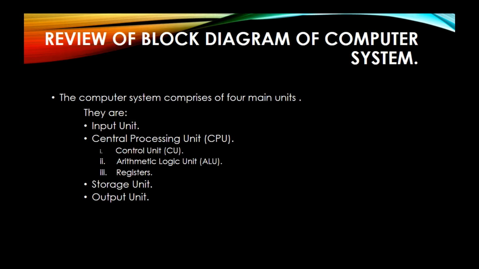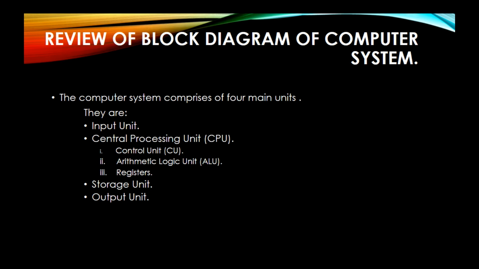Review of block diagram of computer system. The computer system comprises four main units. Those are input unit, central processing unit, storage unit, and output unit. And by the way, the CPU, the central processing unit, comprises three subunits. Those are CU, ALU, and registers. CU stands for control unit, ALU stands for arithmetic and logic unit. We are discussing these four units and these three subunits in our next slides.